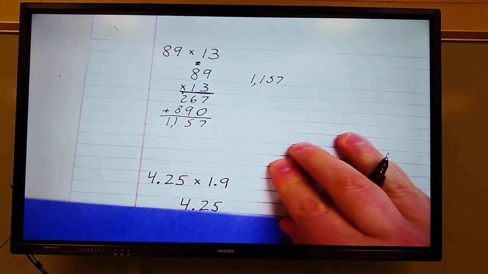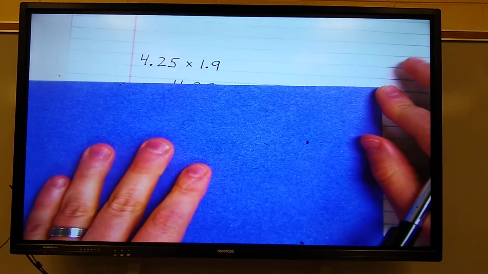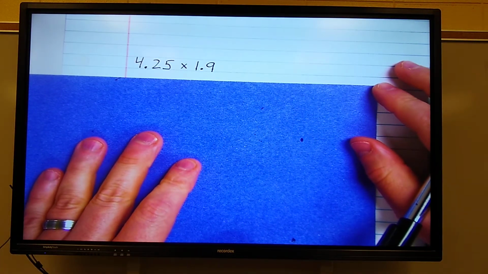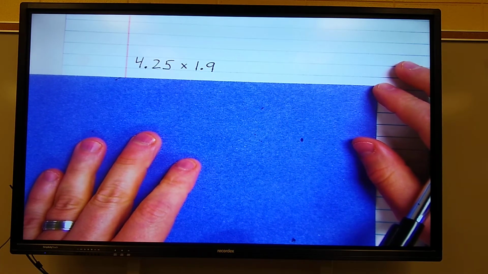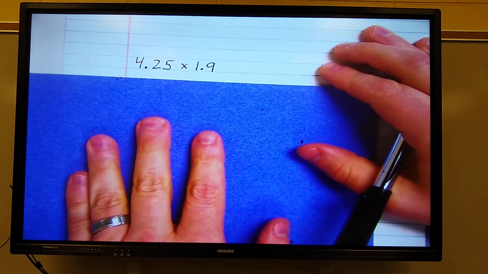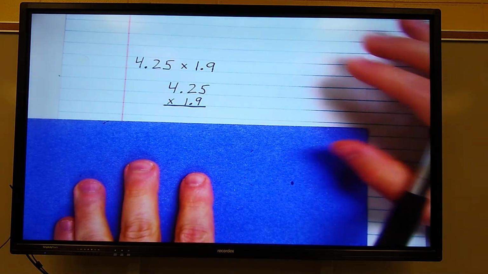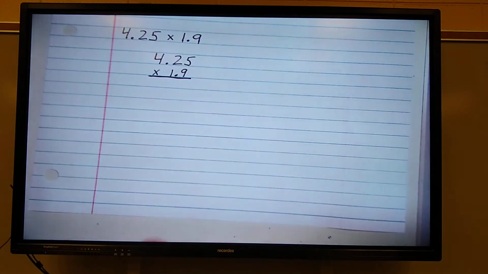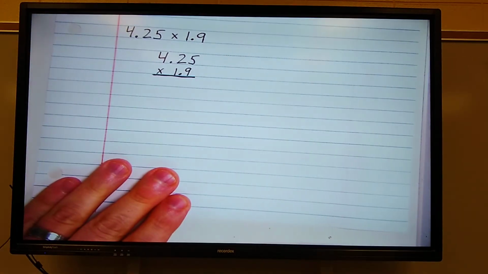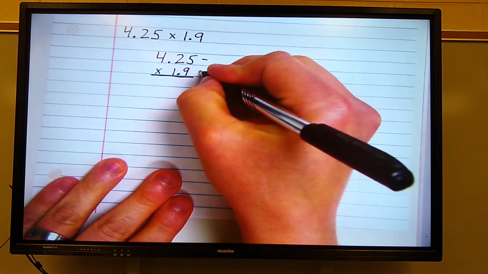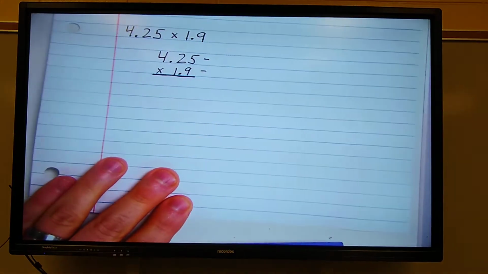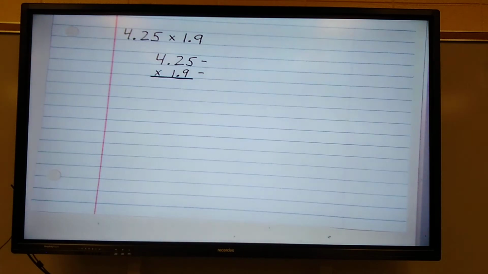Let's practice multiplication of decimals. 4 and 25 hundredths times 1 and 9 tenths. When you set it up, this is what it looks like. Remember, when you multiply decimals, you do not have to line up the decimals. When you are finished multiplying, make sure you put your decimal place in the correct location. Solve this problem. Pause the video.